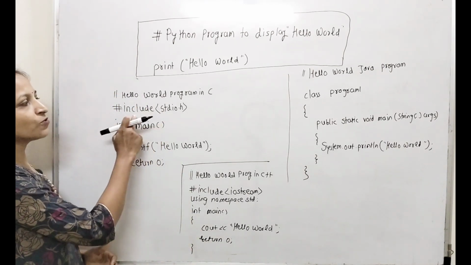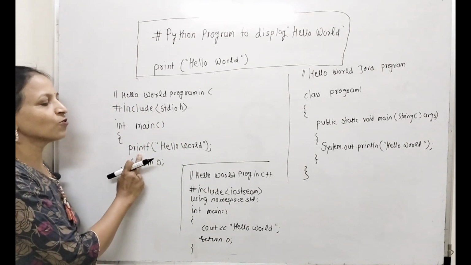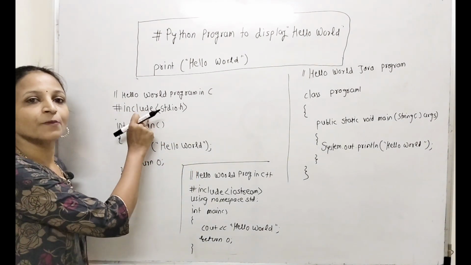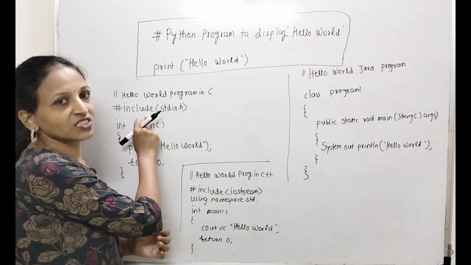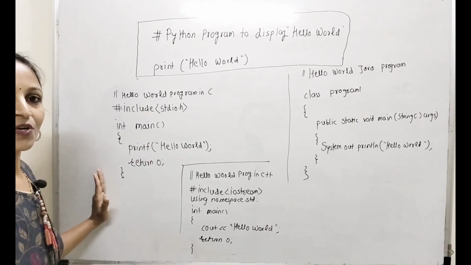In C, we have to include the stdio.h header file, and in the main function you just write printf hello world. For using this printf, you compulsorily have to include the stdio.h header file. Only then can you use the printf function. Now this is the code in C language.